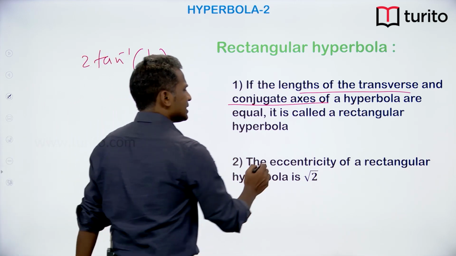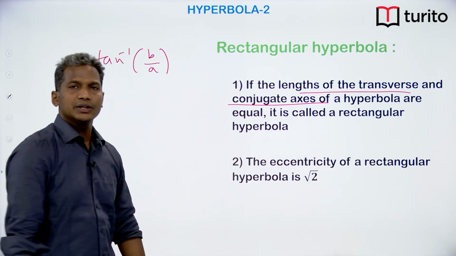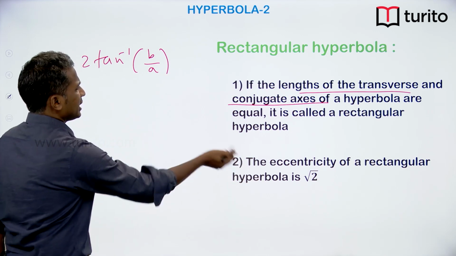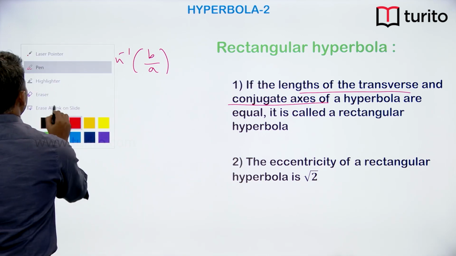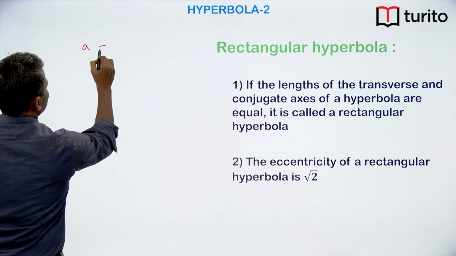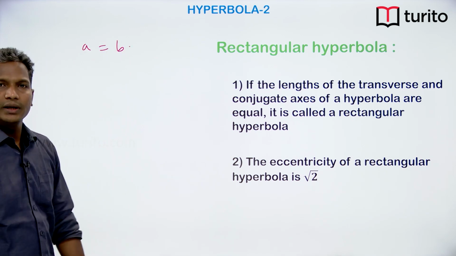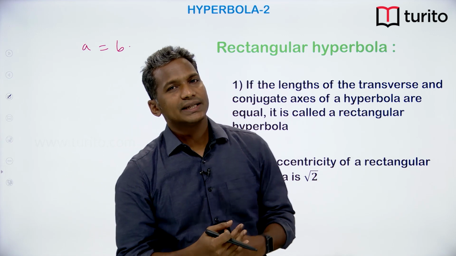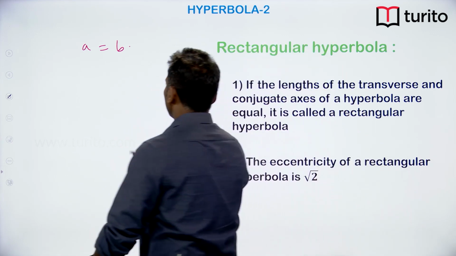Next, the eccentricity of a rectangular hyperbola is always root 2. So, this we can derive directly from the idea that A must be equal to B. So, if A is equal to B, if you recall the formula for the eccentricity of hyperbola, what is it?